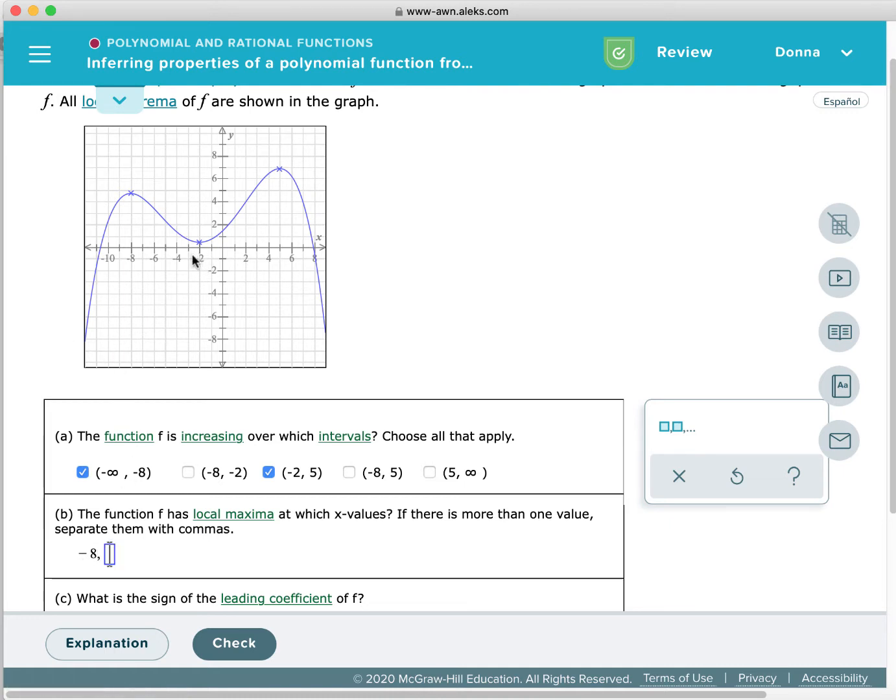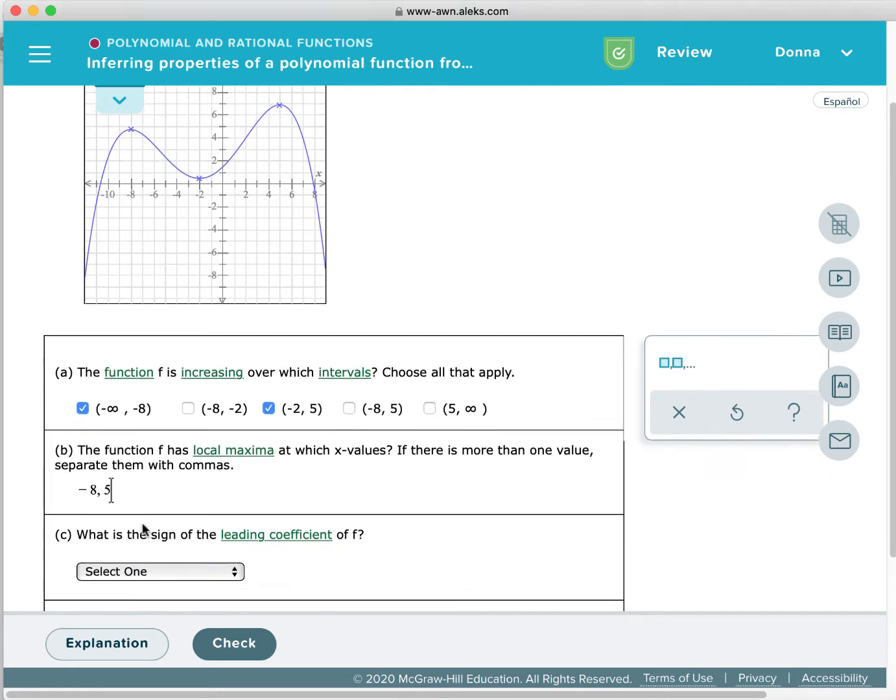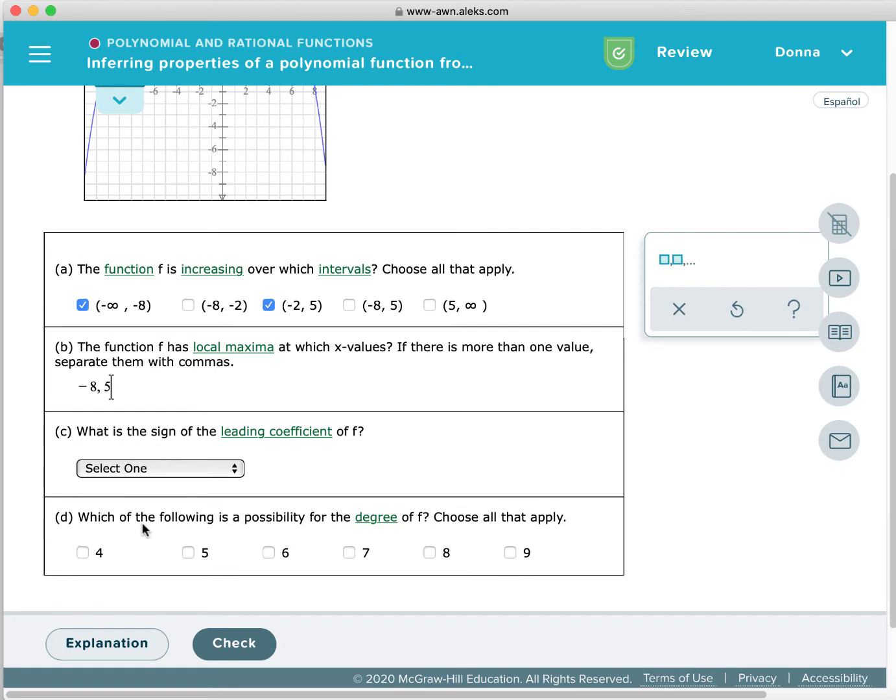So if we look here at -2, it's downward, so it's a low point, so that wouldn't be considered a maximum. But when we go to 5, it is considered a maximum. It's the biggest. So x equal to -8 and x equal to 5 give us the two places where the local maxima occur. What is the sign of the leading coefficient?